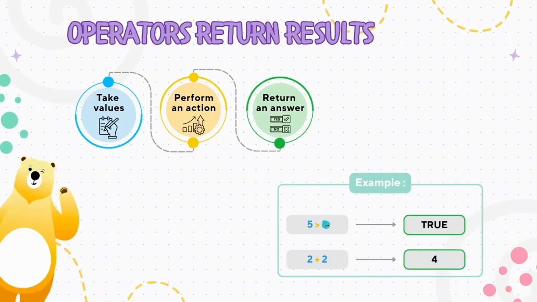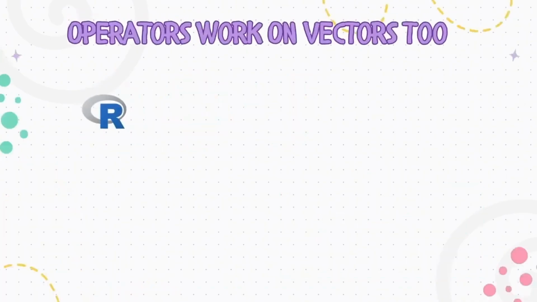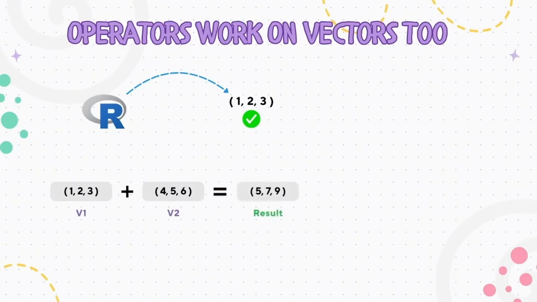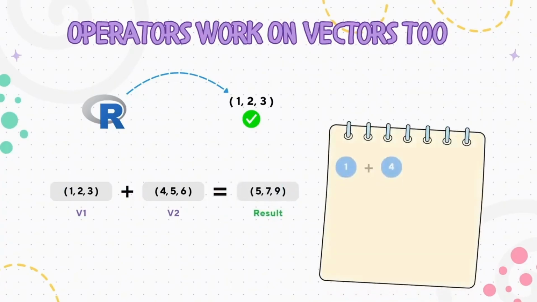And not only single number values, but R operators work with vectors as well. Since R is vector based, operators don't only work on single numbers, they apply to entire vectors automatically. So adding one vector to another would give us the following result. When using operators on vectors, they perform operations with the corresponding values. That is, 1 will be added to 4 and produce 5, 2 will be added to 5 because they are both in the second position of each vector, and it will give us a result of 7, and 3 will be added to 6 and give us a result of 9.